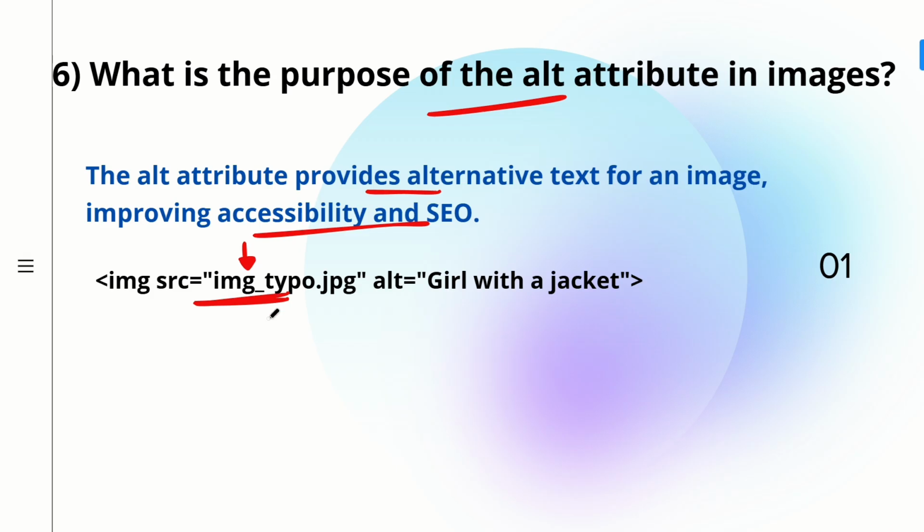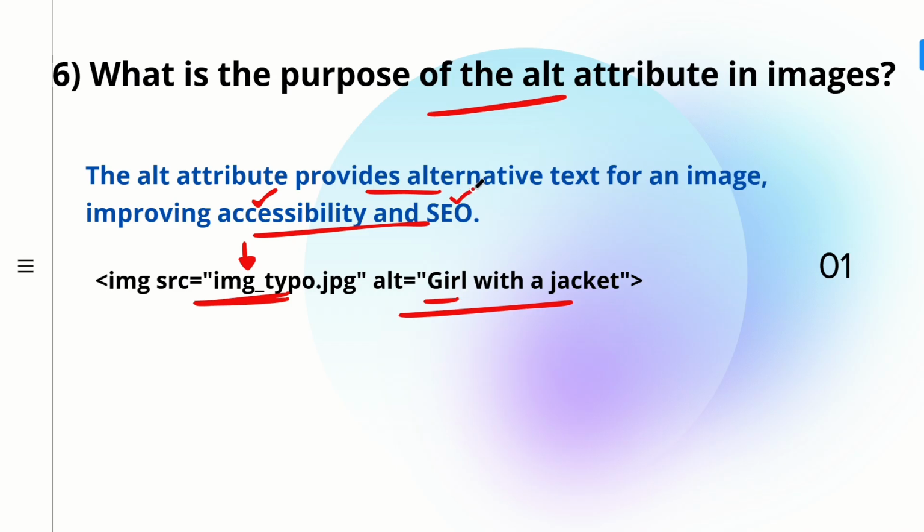So in case this image is not present, or it is not able to load, then you have to show an alternate text to the user, that girl with jacket. Now it is helpful for accessibility purpose also. Whenever a disabled user is trying to access that image, the screen reader would read out that it is an image of a girl with a jacket, so that they are aware of what this image is about.